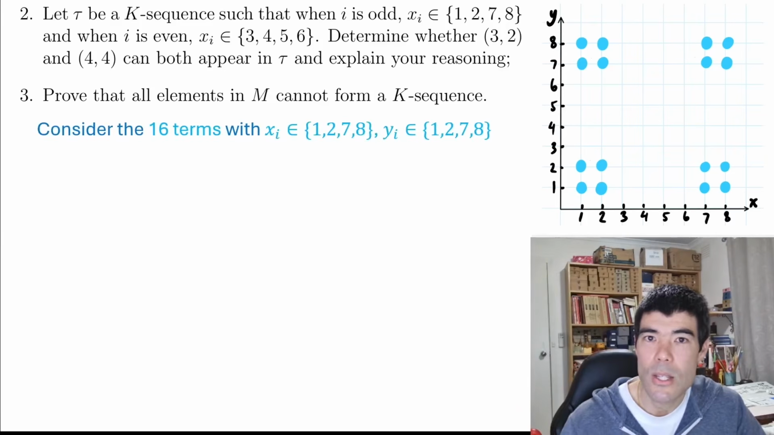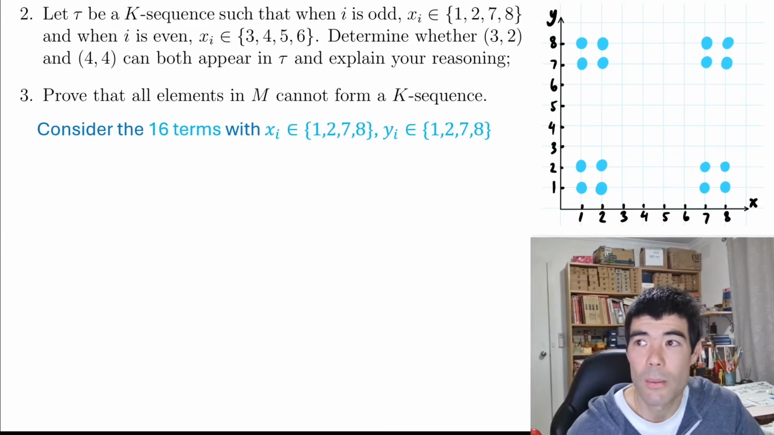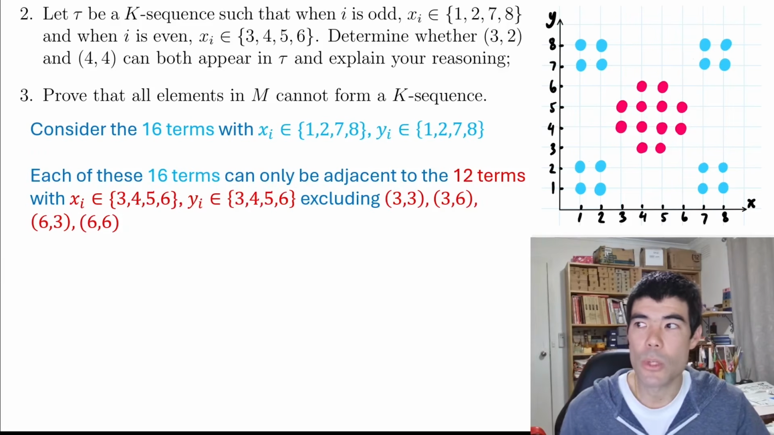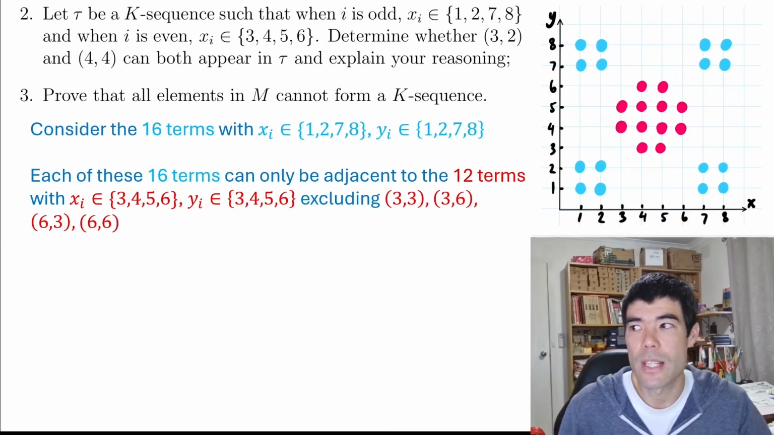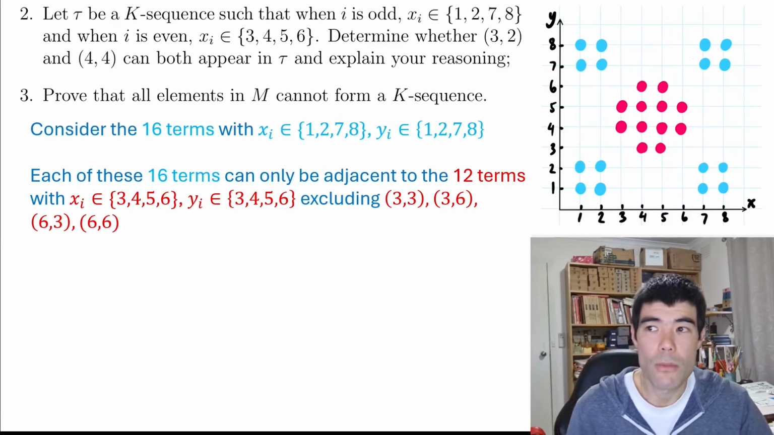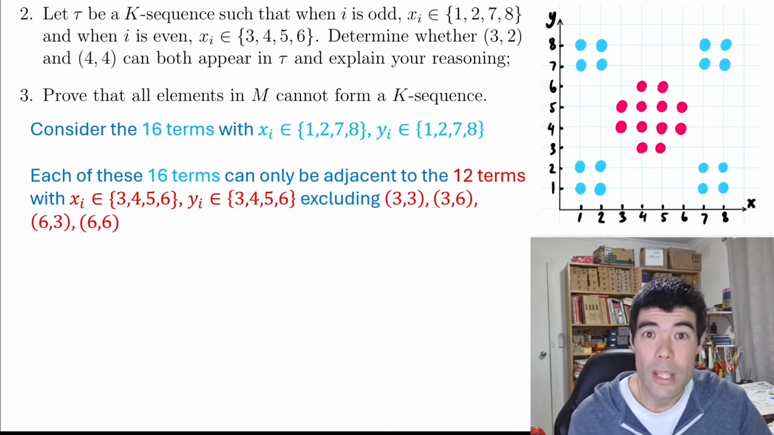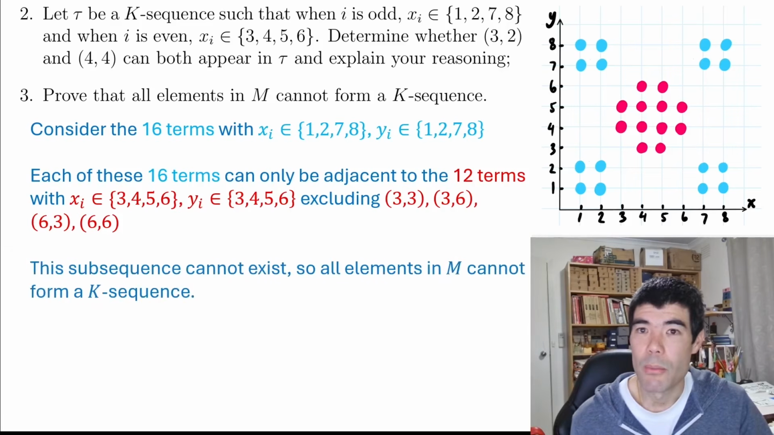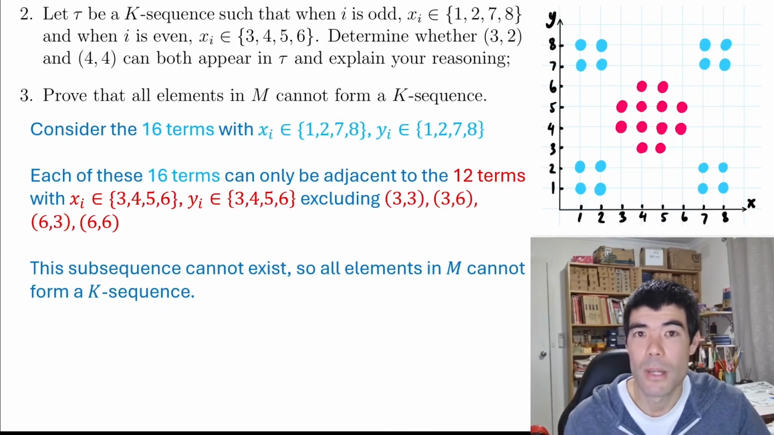If we consider the 16 terms whose x coordinates and y coordinates are in 1, 2, 7, 8, we get these 16 points, like 4 in each corner there. Each of these 16 terms can only be adjacent to the 12 terms with x and y in 3, 4, 5, 6, but not 3, 3, 3, 6, 6, 3, or 6, 6. Because from 3, 3, for example, we're going to have to add 3 to one of those coordinates, and then we're not going to get up to 7, so we're not going to get to one of those blue points. Now, we have 16 blue points that need to alternate with only 12 red points in a subsequence. That cannot exist, so therefore all elements in M cannot form a K sequence.